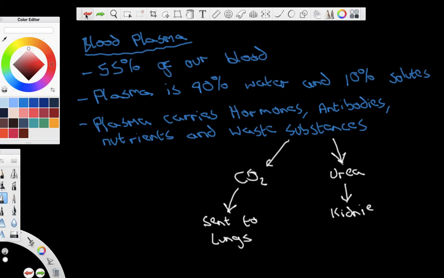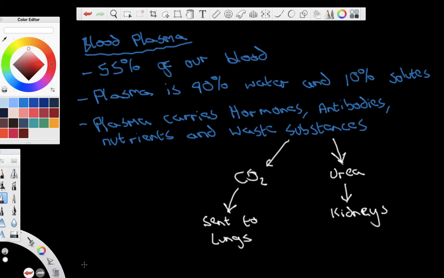And it'd help if I could spell kidneys. It's with a Y, isn't it? N-E, kidneys, okay? We're going to look at this part at the end of B4, and then we're going to look at this in year 11. So don't worry too much. But for now, you just need to know that it's 55% of our blood, it's 90% water and 10% solutes, and that the plasma carries hormones, antibodies, nutrients, and waste substances such as carbon dioxide and urea.